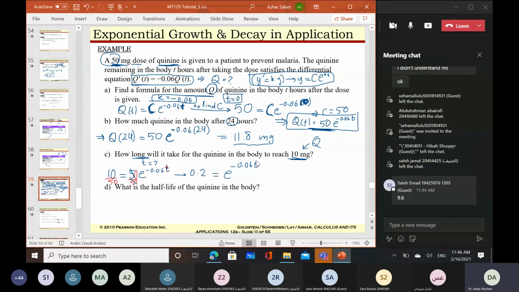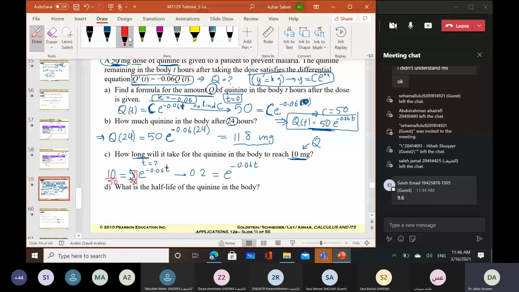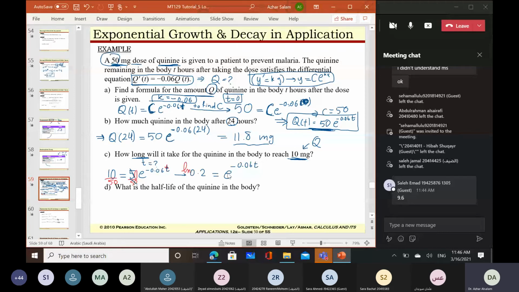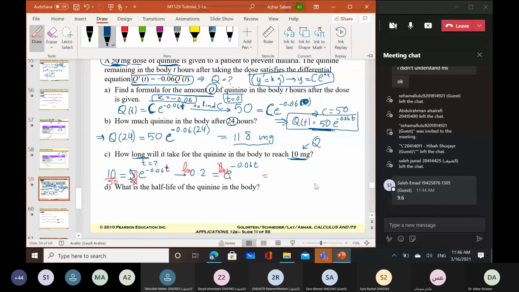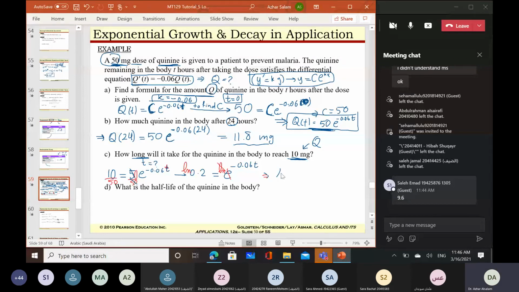Now to take only t without e, I will take the logarithm for both sides, to bring the variable down from the exponent. Okay? To cancel this e, I will take the ln for both sides. So here ln will cancel with e. So I will have now ln 0.2 is equal to minus 0.06 multiplied by t.